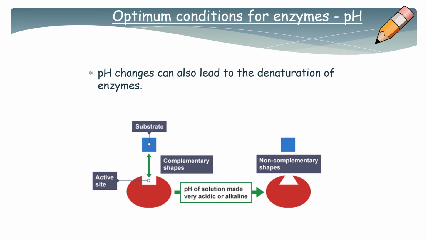As we've said, pH changes can also lead to denaturation of enzymes. You've got your substrate, and usually your substrate will fit with the active site of your enzyme because they're complementary to each other. But if you put it in a solution that's extremely acidic or alkaline, then the bonds of the protein break and the active site of the enzyme changes shape. So the active site is no longer complementary to the substrate, and the substrate will not fit into the active site of the enzyme.